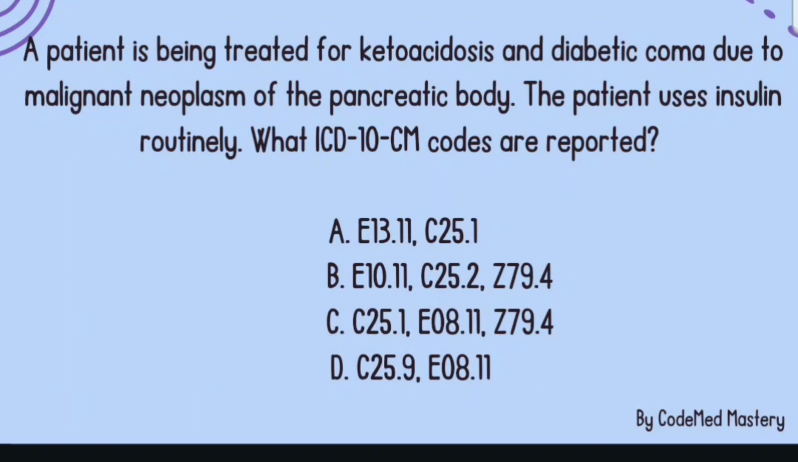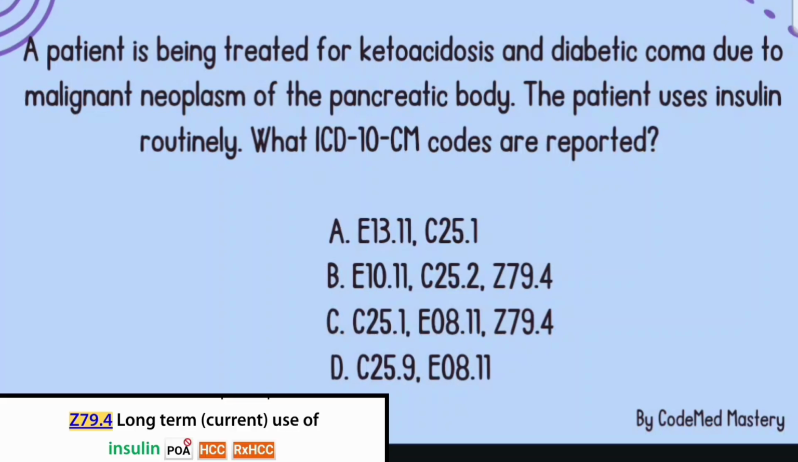You can use simple tricks to eliminate the wrong options. In the question, they have mentioned patient uses insulin routinely. We have to use the code Z79.4, that is long-term current use of insulin. Therefore, we'll eliminate the options which do not have the code Z79.4, that is option A and option D. Now we are left with option B and option C.